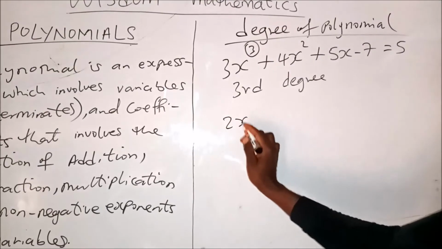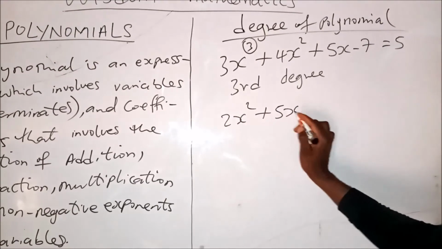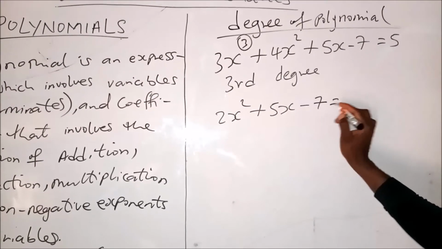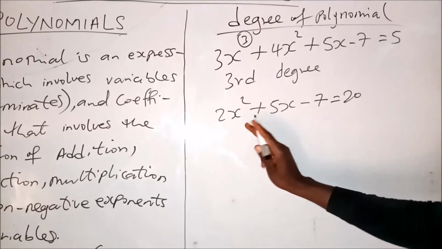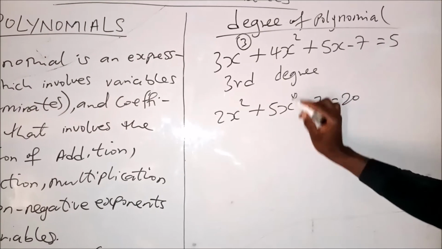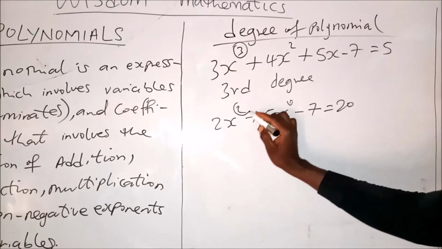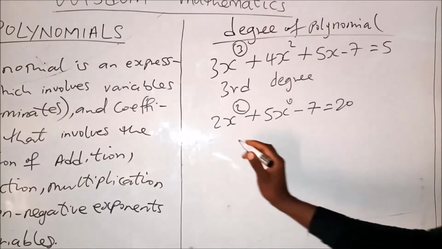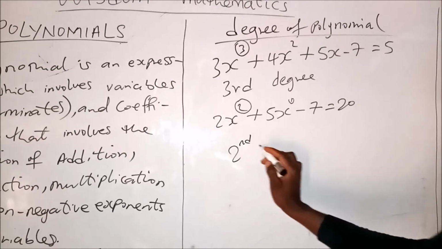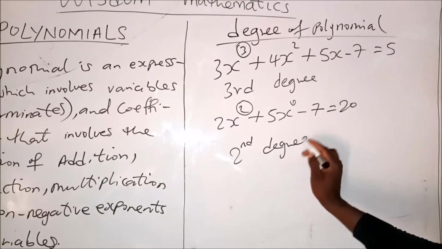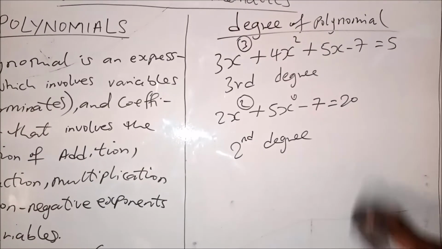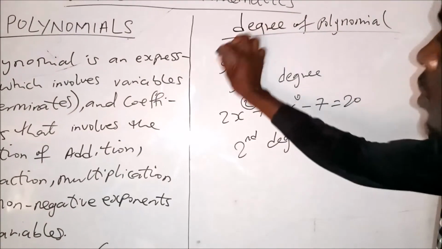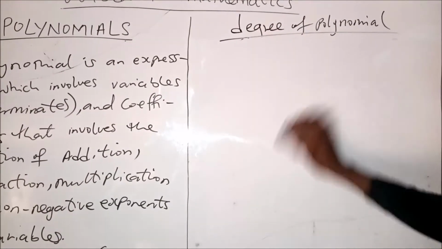If you have 2x squared plus 5x minus 7 equal to 20, in this case, the highest power of unknown here is 1. The highest power of unknown here is 2. For that case, we say that this polynomial is a polynomial of second degree. Now, polynomials of different degrees have different standard names given to them.